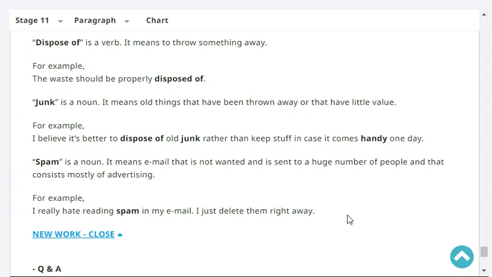The word spam is a noun. It means email that is not wanted and is sent to a huge number of people and that consists mostly of advertising. For example, I really hate reading spam in my email. I just delete them right away.